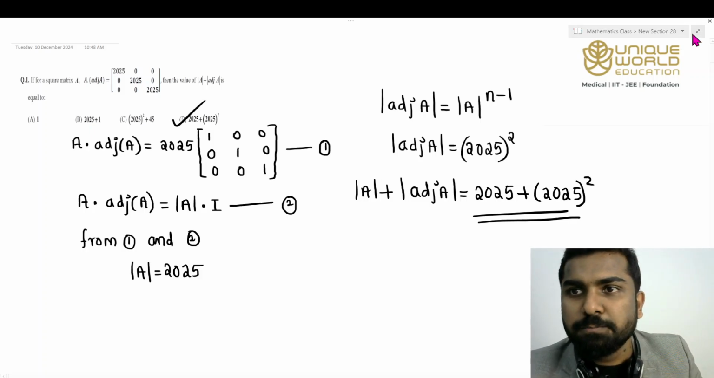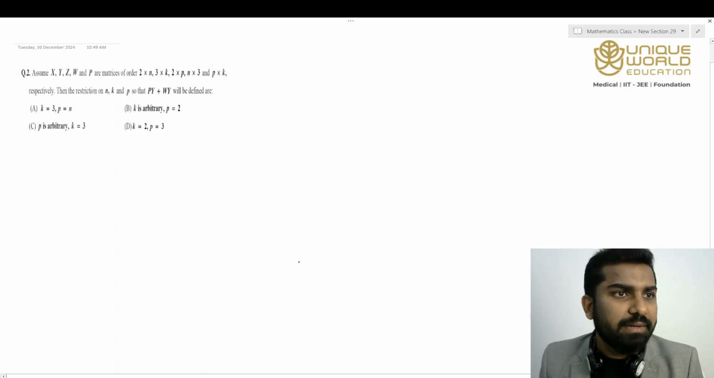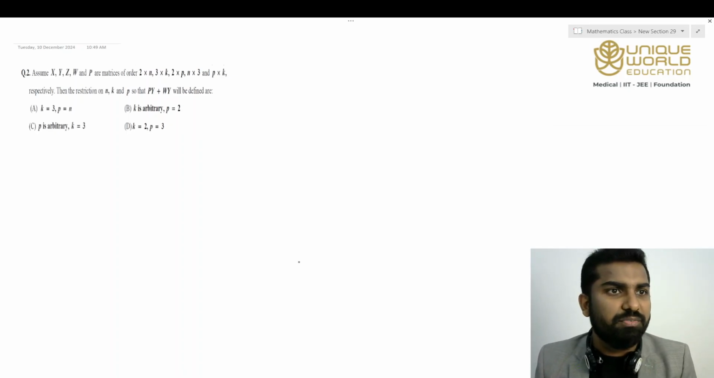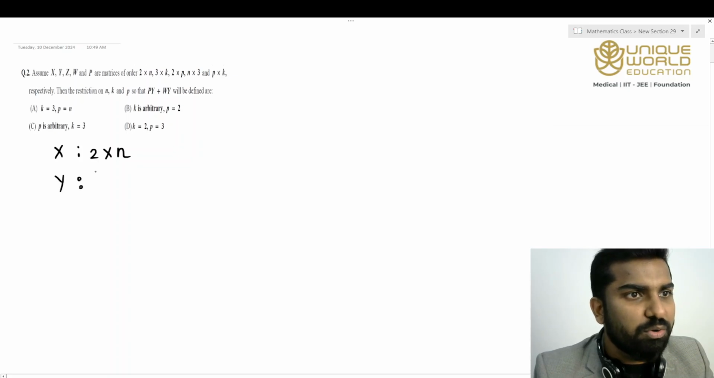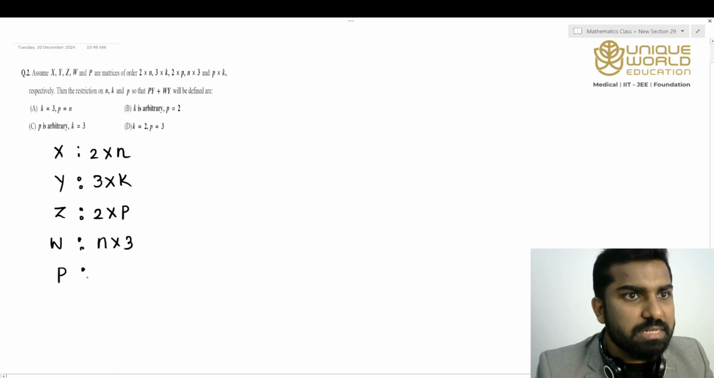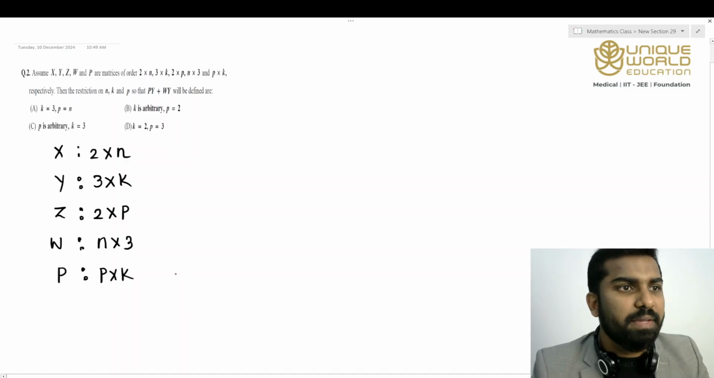What do we have in the second question? Assume X, Y, Z, W and P are five matrices. Let's write the orders first. The order of X is 2 by n. The order of Y is 3 by k. The order of Z is 2 by p. The order of W is n by 3, and the order of P is p by k. So the orders of X, Y, Z, W, P are 2 by n, 3 by k, 2 by p, n by 3 and p by k respectively.